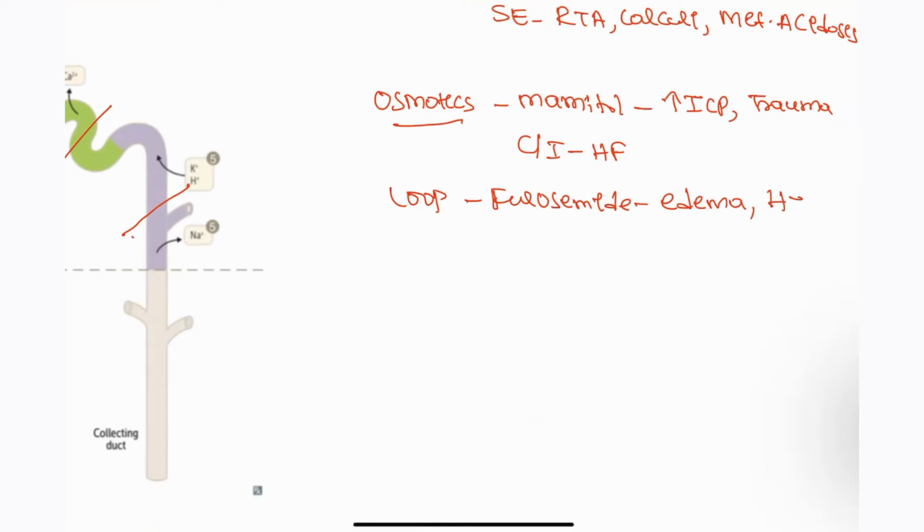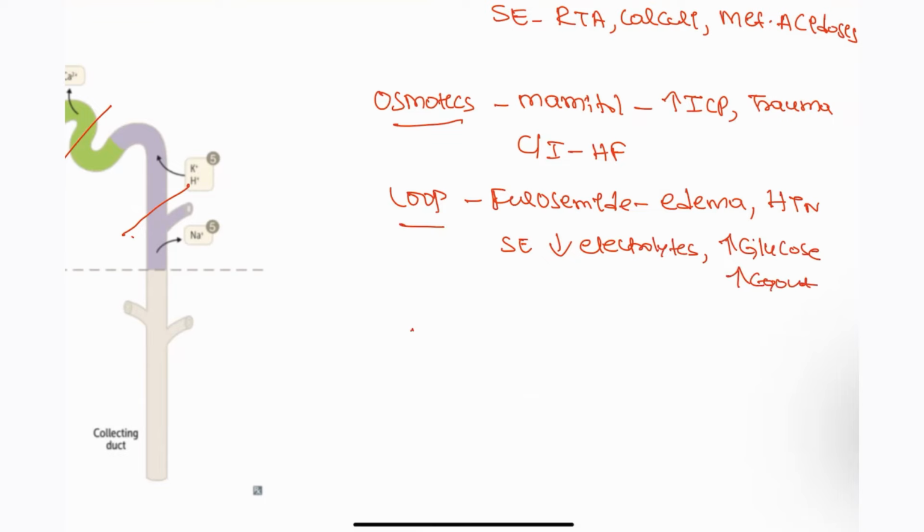Next, loop diuretics. Okay, the example is furosemide, and furosemide is commonly given for patients with edema and also hypertension cases. And side effects, as I said, loops lose everything, so all the electrolytes that are present are going to be decreased, and increased glucose, and another G, increased gout. Okay, that is seen with the loop diuretics.